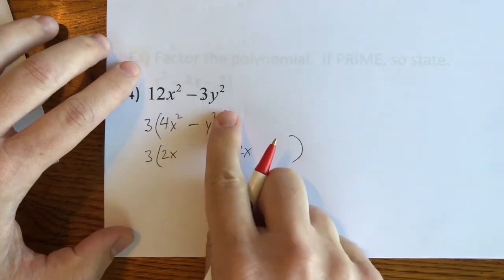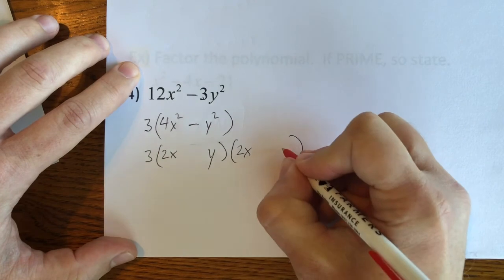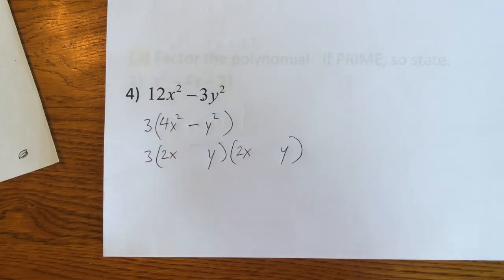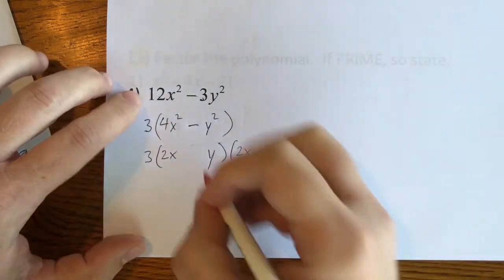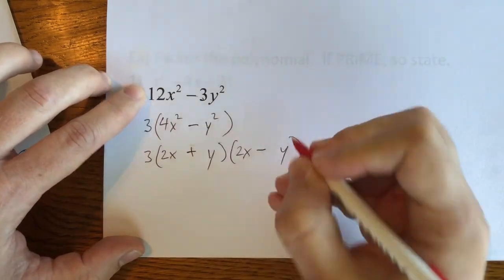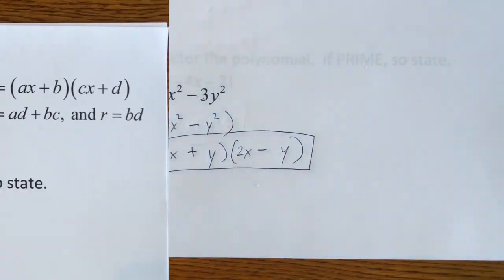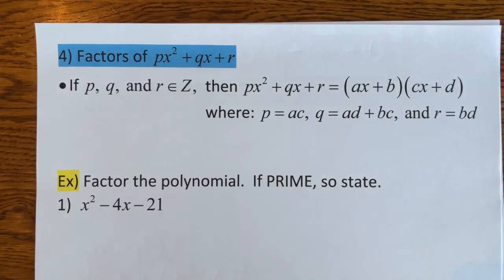What's the square root of y squared? It's y. So you're going to put a y in the last spot of each of these 2 binomials. Then all you have left to do is alternate the signs. So, completely factored. All right, the next thing we want to do is revisit the factorization of a trinomial.